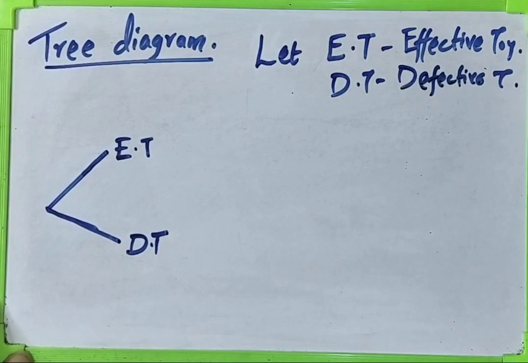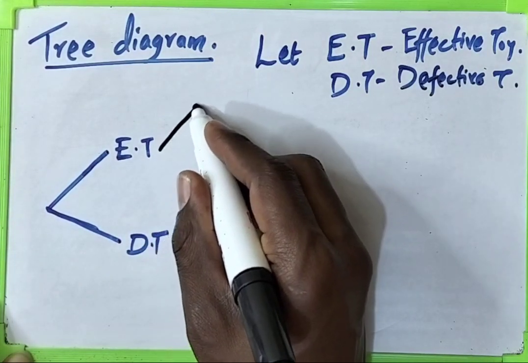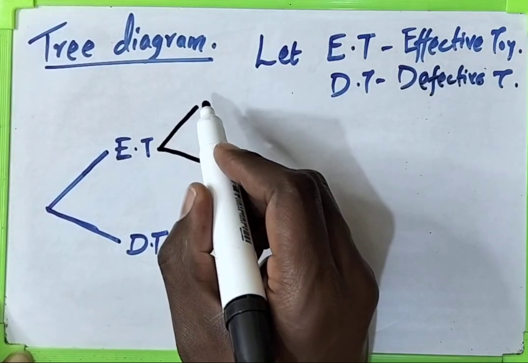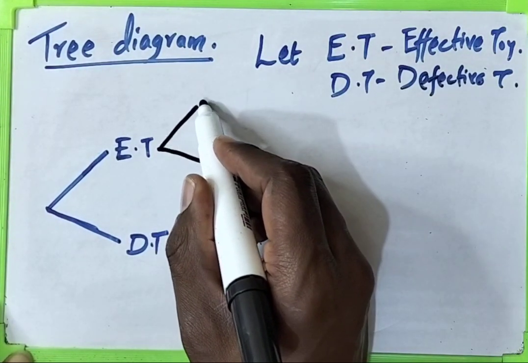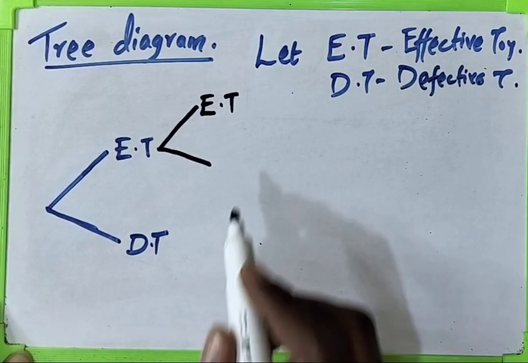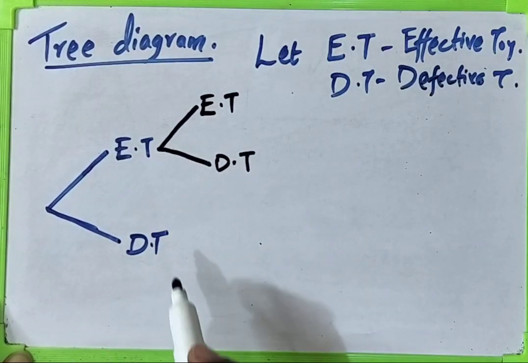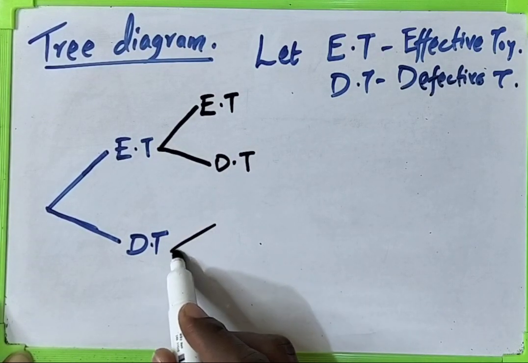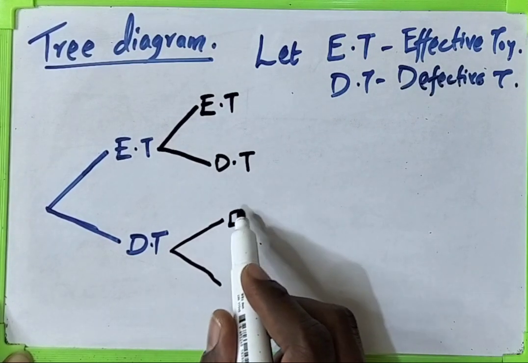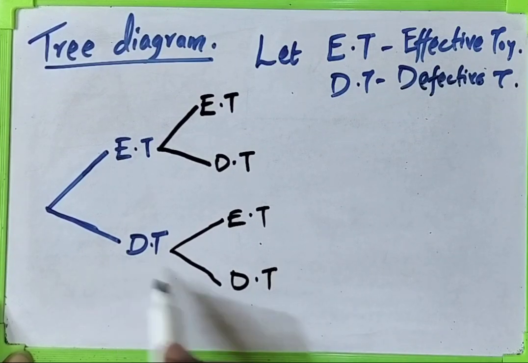Second picking or second toy, you may have chosen the first one as effective, but the chances or the probability of picking the second one, we can either pick another effective toy or a defective toy. If you picked a defective toy, again, choosing the second one, you could pick an effective toy or a defective toy for the second time.